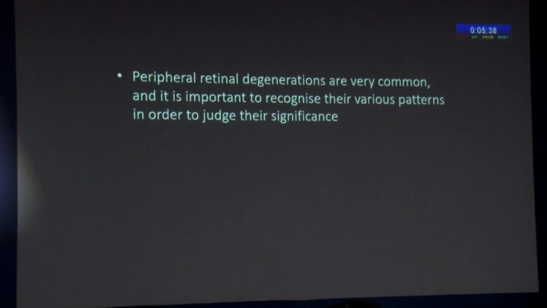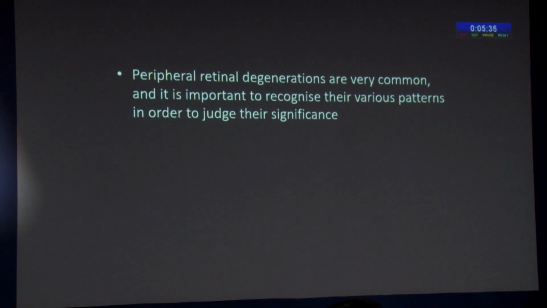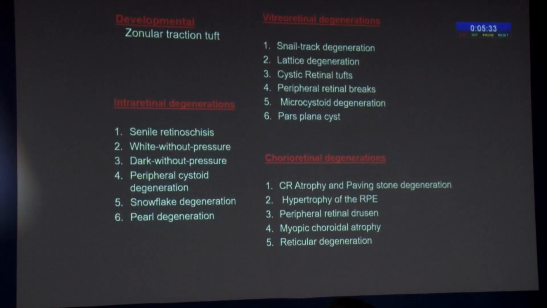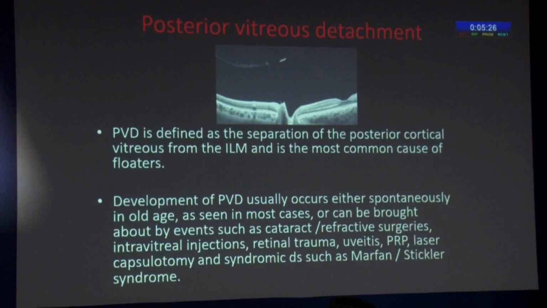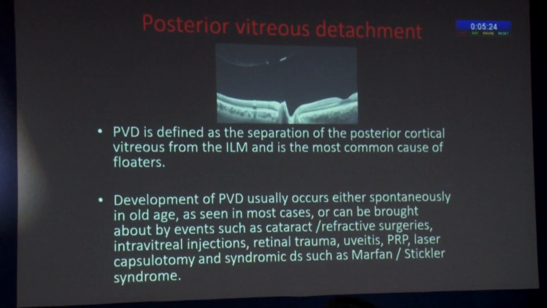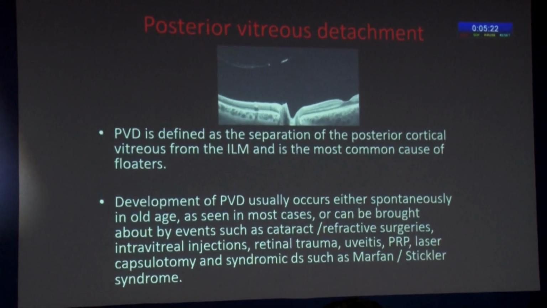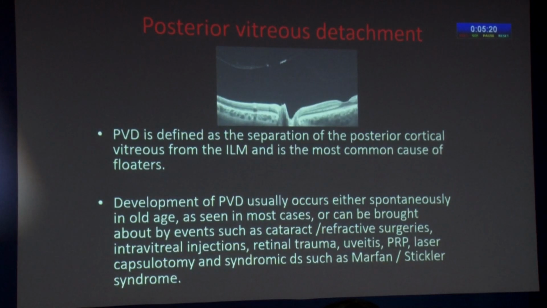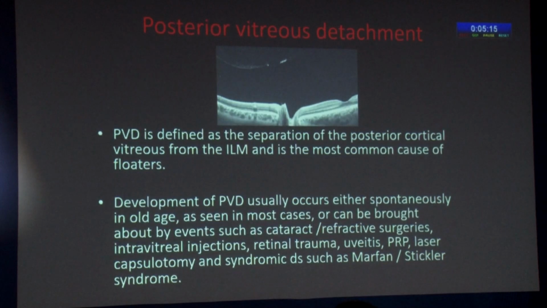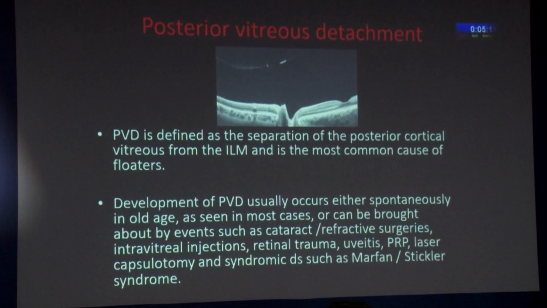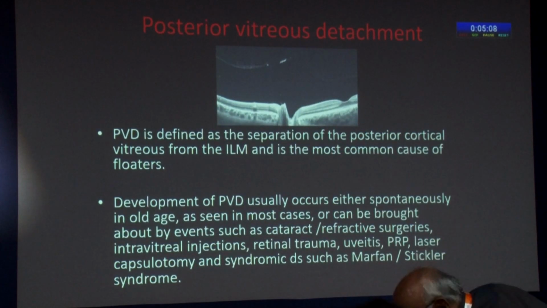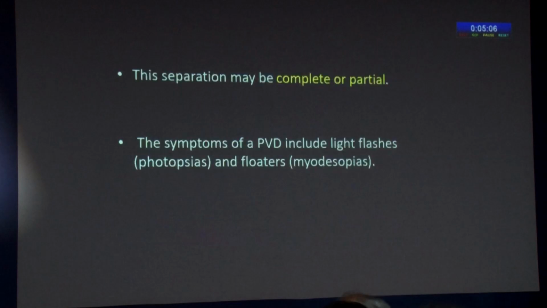They are very common, and it's important to recognize the pattern in it in order to judge their significance. They can be divided into developmental, vitreoretinal degeneration, intraretinal degeneration, as well as chorioretinal degeneration. Coming to posterior vitreous detachment, it is basically a separation of the posterior cortical vitreous from the ILM and is the most common cause of floaters. It can be spontaneous, as we see in old age. Also, it could be seen after procedures like cataract, refractive, intravitreal injections, etc.